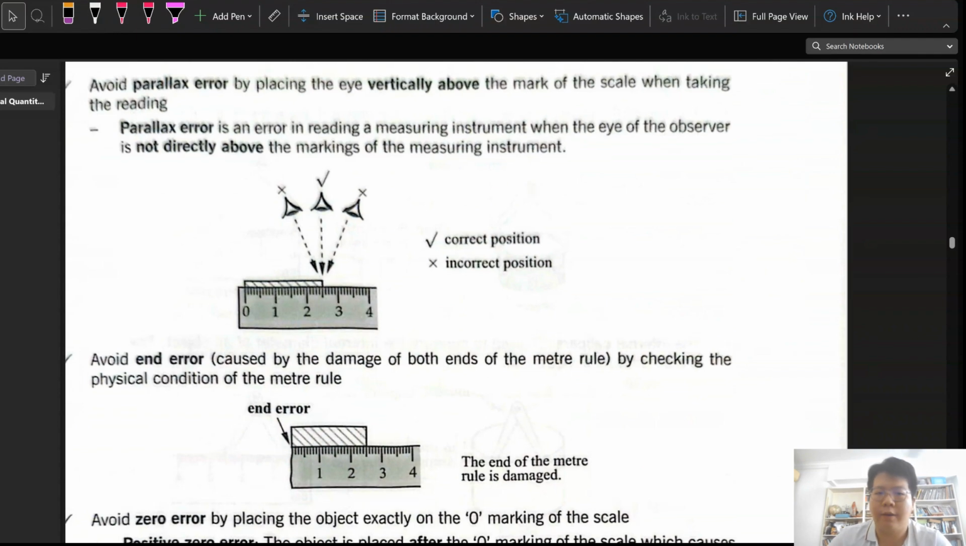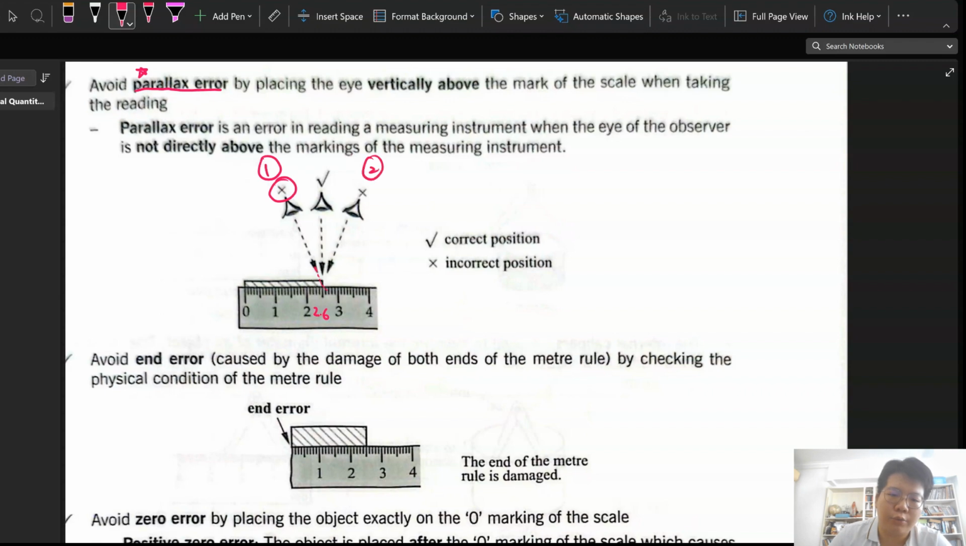there are multiple errors when we are reading. The first error that is extremely common is called parallax error. Parallax error basically means when you are reading it, you are not placing your eye vertically above the scale. So let's look at this. What happens if you put your eye at position 1? If we extrapolate this, our reading would actually be around 2.6.